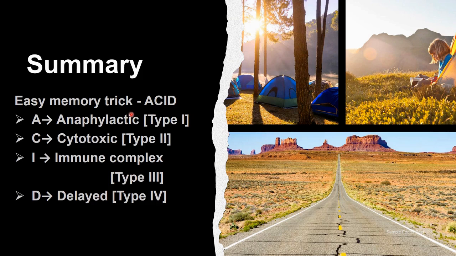In summary, for an easy memory trick, you can remember ACID. A standing for anaphylactic, type 1 hypersensitivity reaction. C standing for cytotoxic, type 2 hypersensitivity reaction. I standing for immune complex hypersensitivity reaction, that is the type 3 type. And then D, delayed cell mediated hypersensitivity reaction, that is type 4.